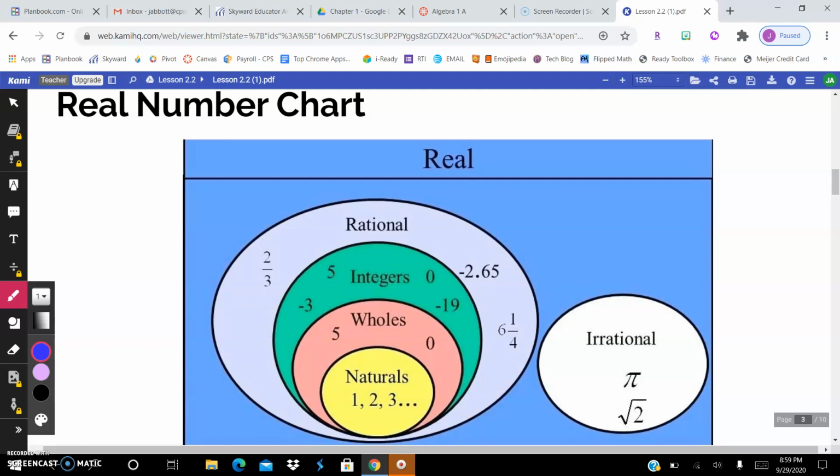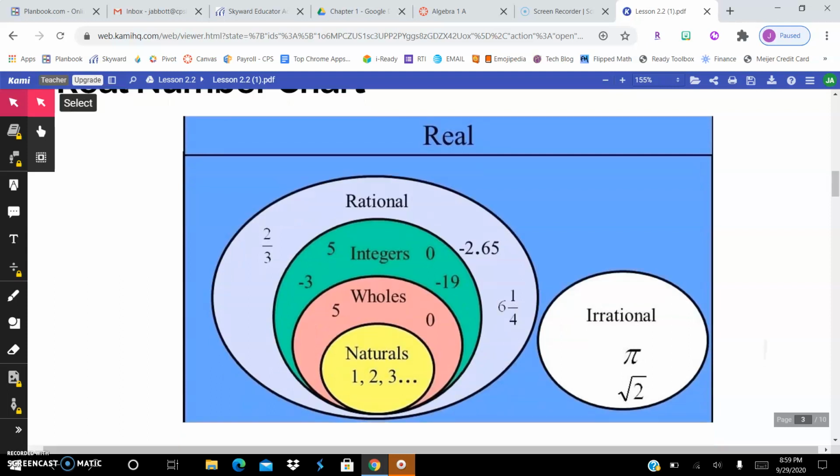And then all of those guys are real. Okay, and then over on the right-hand side, we have a little circle here with irrational numbers. Irrational numbers can only be irrational and real. So those were the ones that don't end, don't terminate, but they also don't repeat. Okay, so those things like pi or the square root of 2. So those are all of the different types of numbers that you're going to talk about today in your homework.